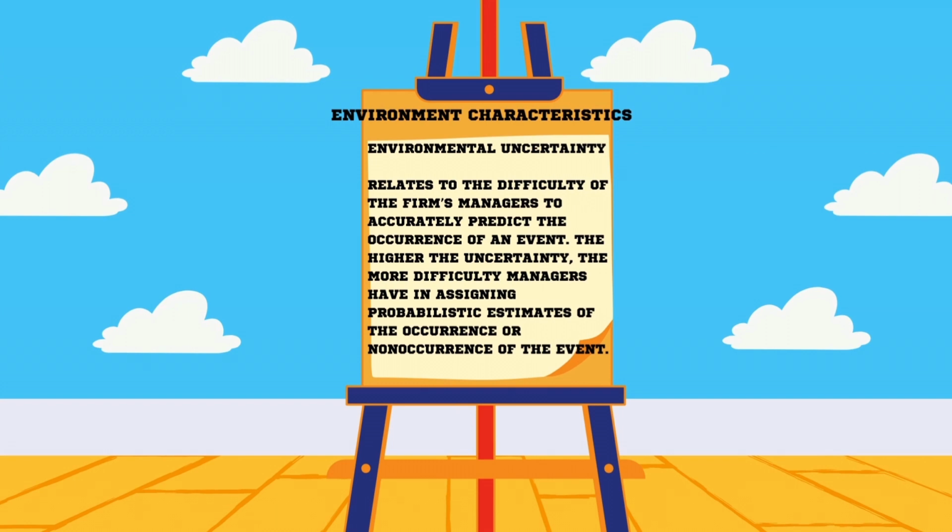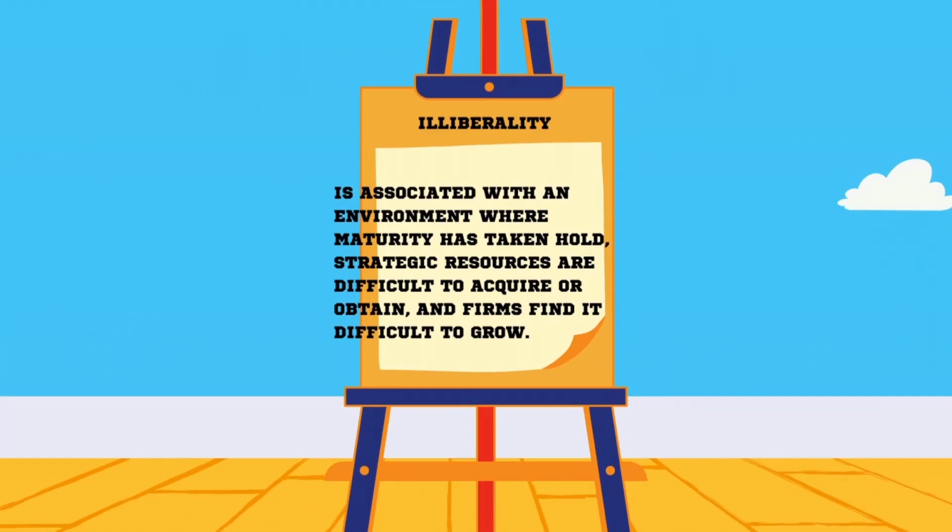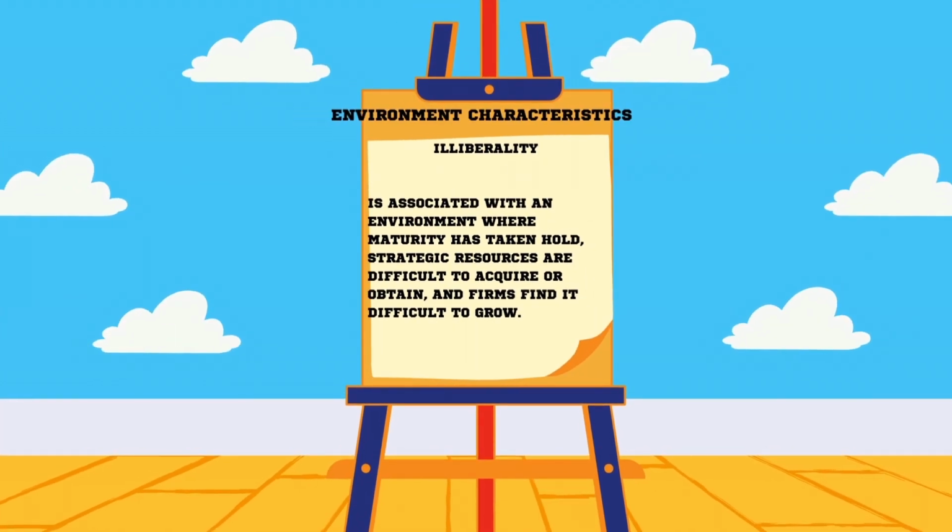One of the characteristics of the external environment is its uncertainty. It is constantly changing, uncertain, and hard to predict. It is difficult to forecast even with tools and by experts. Munificence is a positive characteristic of the environment. It provides opportunity to grow for an organization.